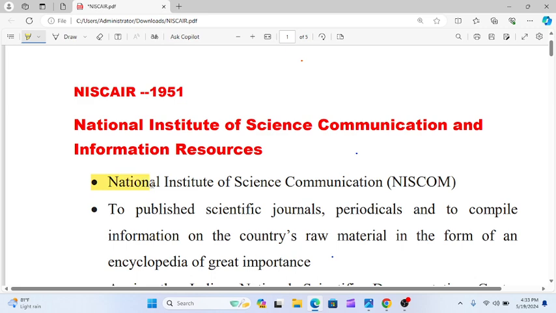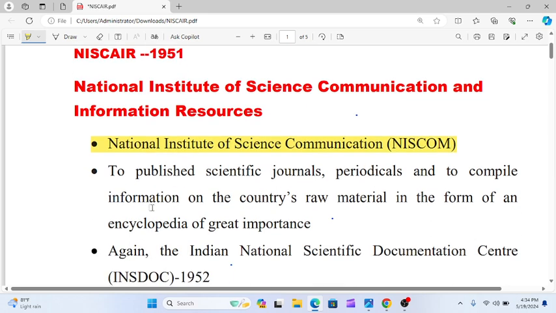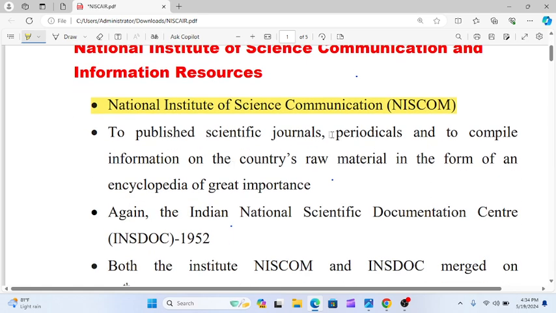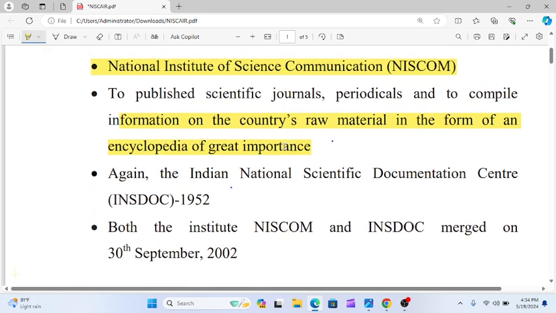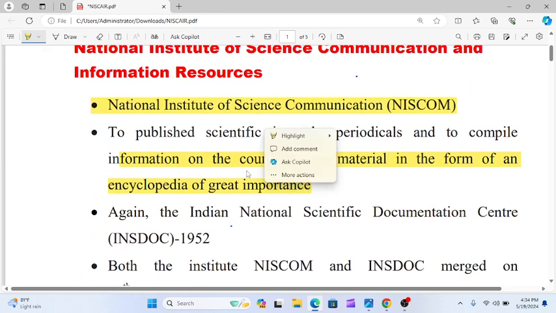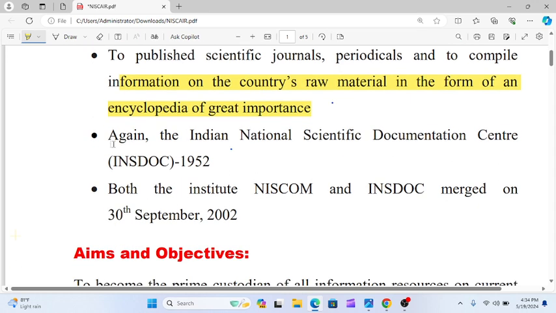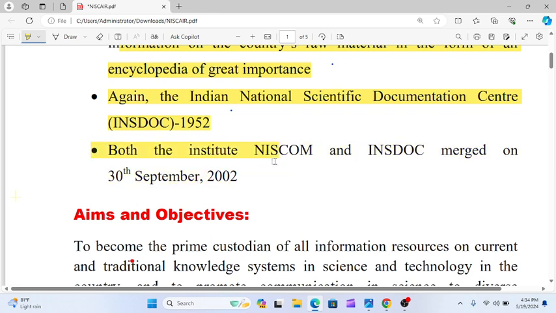The institute was established to publish scientific journals, periodicals, and to compile information on the country's raw material in the form of an encyclopedia of great importance. Again, the Indian National Scientific Documentation Centre, INSDOC, was established in the year 1952. Both institutes, NISCOM and INSDOC, merged on 30 September 2002.